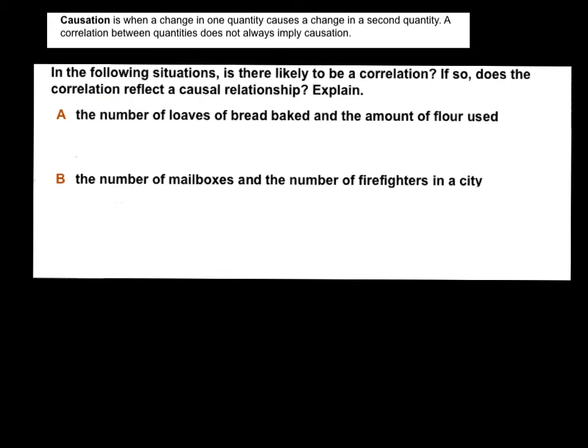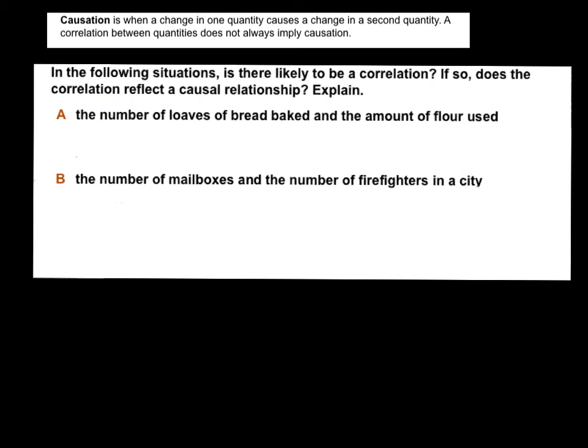Okay, now causation is when you change one factor and the other one is going to change. An example might be the more people you have over for dinner, the more dirty dishes you're going to have. So an increase in the people is going to increase the amount of dirty dishes you're going to have. Okay, so that's also a positive correlation. Okay, an increase in people, increase in dirty dishes.